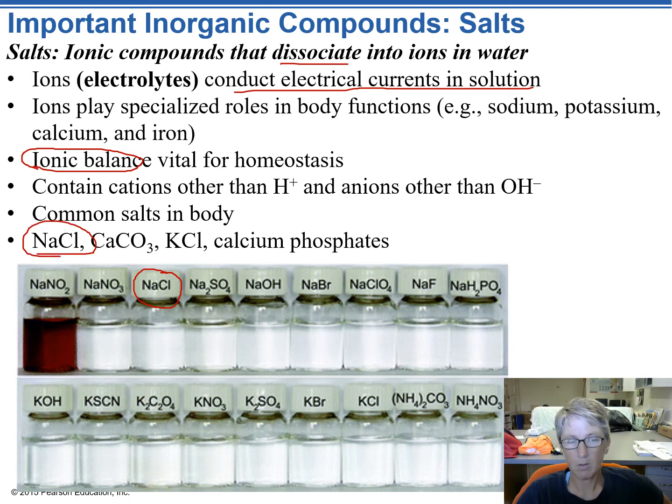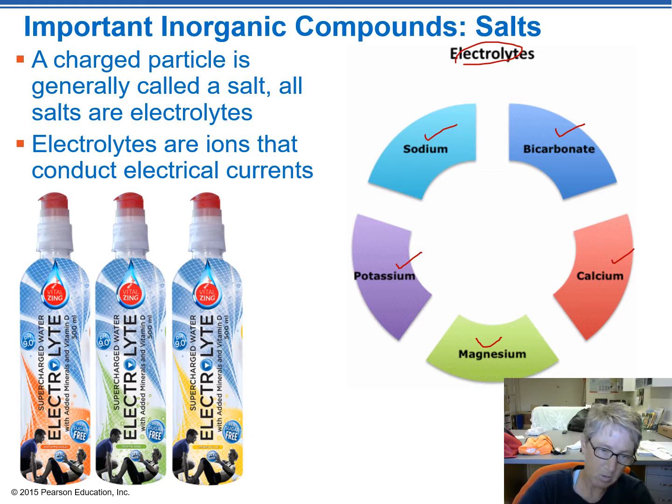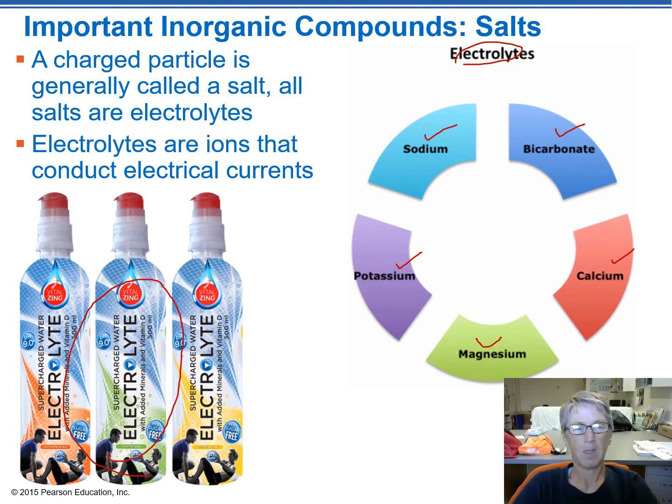Sodium chloride, calcium carbonate, potassium chloride, and then the calcium phosphates are important in bone. So here's a cartoon. It shows some common electrolytes that we get in the food and the stuff that we drink: sodium, bicarbonate ion, calcium ion, magnesium ion, potassium ion. And then here's some delicious electrolyte drinks, which probably costs like $5 for this bottle, and you can pretty much make your own electrolytes. So, a salt.